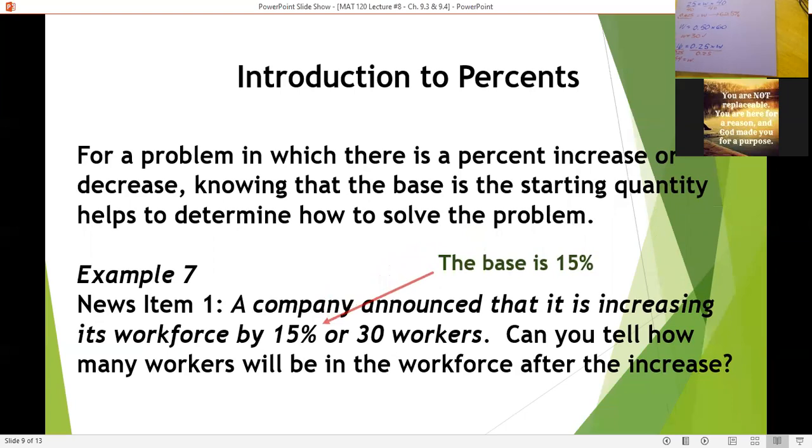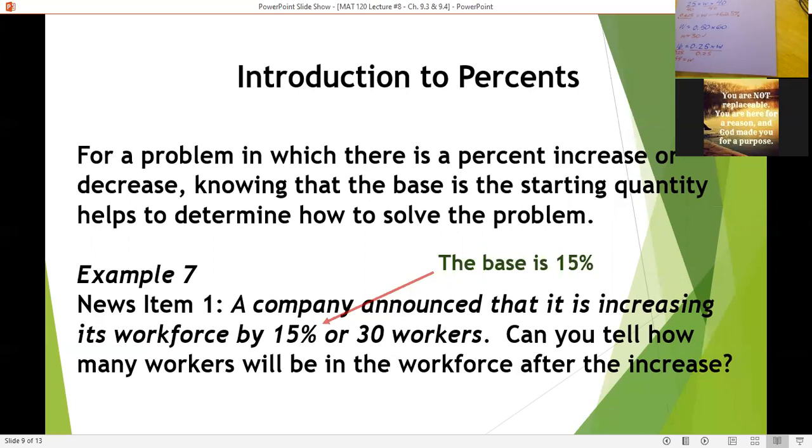To be honest, it almost always does turn out to be the percent in the questions in WebAssign. And you have 100 attempts in WebAssign to answer over and over again to see if you got it right yet. So I would always lean toward thinking that the base is the percent. So in this question, a company announced that it's increasing its workforce by 15% or 30 workers. How can you tell how many workers will be in the workforce after the increase?